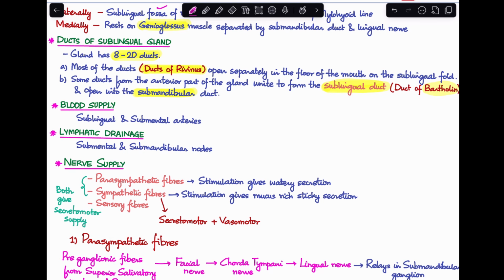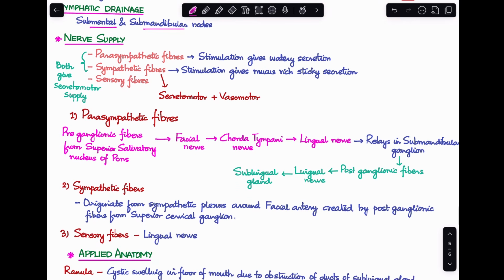Coming to its supply, the blood supply is sublingual and submental arteries. Lymphatic drainage is the same, submental and submandibular nodes, same as that of submandibular gland. Even the nerve supply is same as that of submandibular gland, but there's a small difference over here. So the nerve supply again has parasympathetic, sympathetic, and sensory fibers, and both parasympathetic and sympathetic is responsible for secretomotor supply. If the parasympathetic fibers are stimulated, there is a watery secretion, and if the sympathetic fibers are stimulated, there is a mucus-rich sticky secretion. And here also the sympathetic fibers are not only secretomotor but also vasomotor.